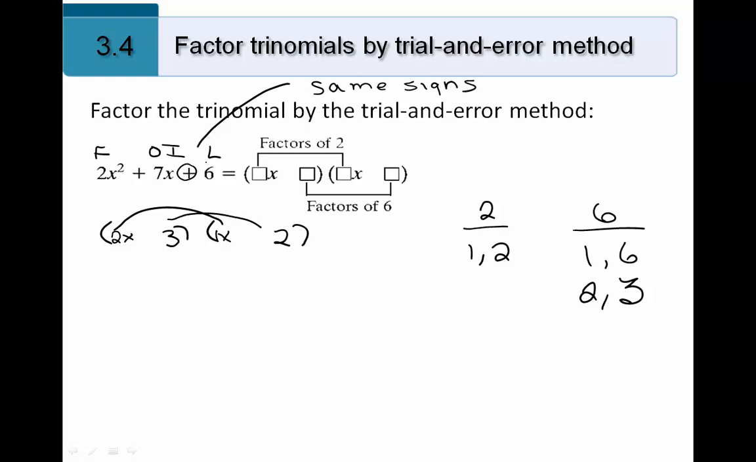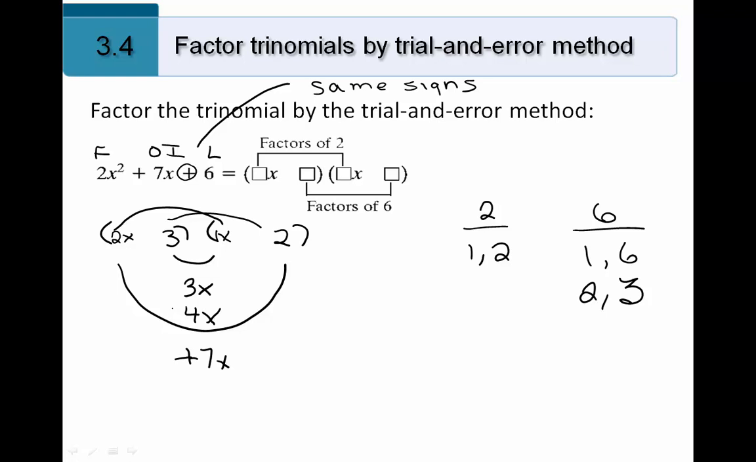Now, since I'm trying this on the computer, I'm not going to have to do a bunch of erasing because it will be difficult for me. So I'm going to try to arrive at the correct answer on my first trial. But anyway, 3 times x is 3x. 2x times 2 is 4x. And notice this is great because my signs have to be the same. It needs to add up to positive 7x.